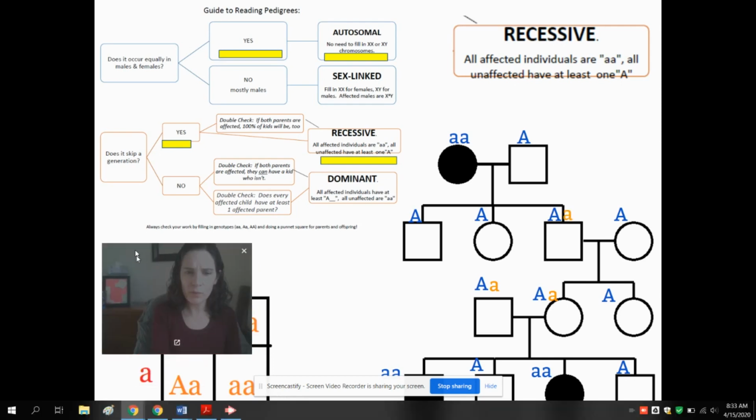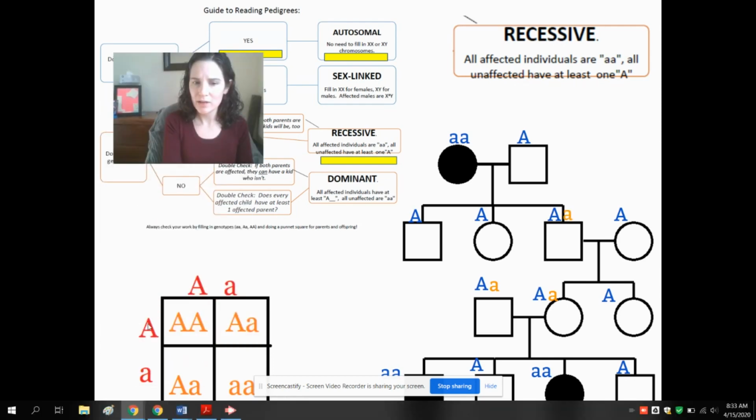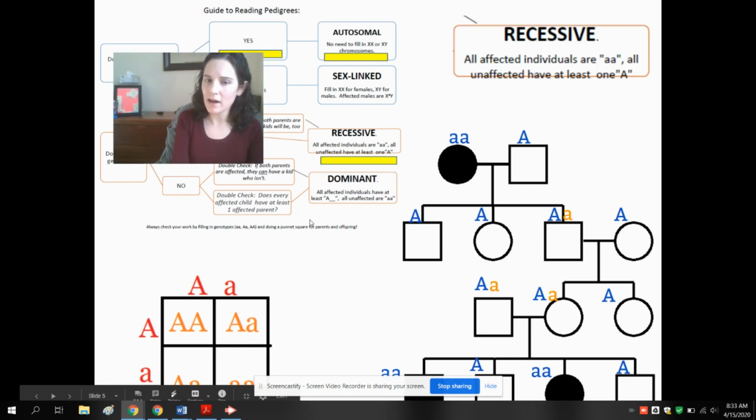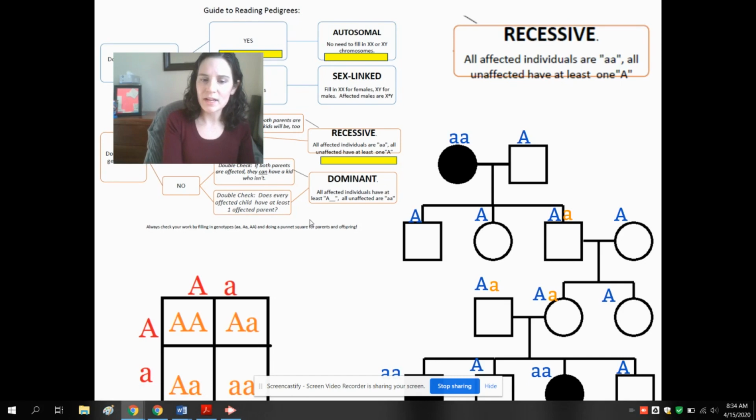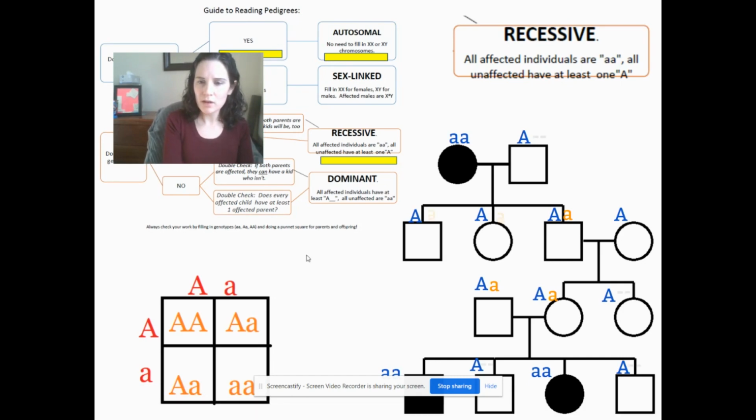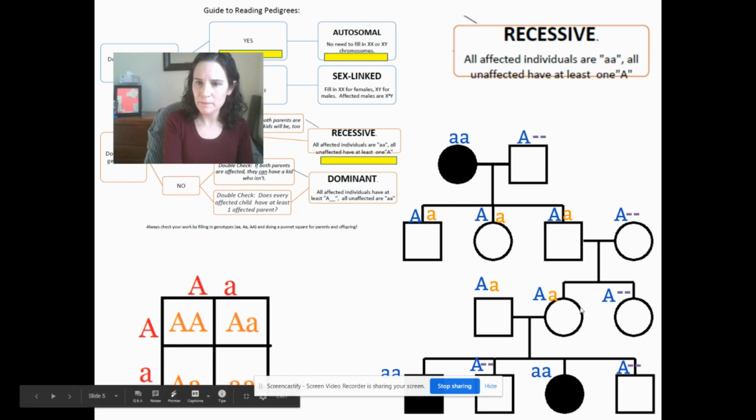I can double check my work by looking here at a Punnett square. Is that possible for 2 parents who don't have the trait to pass it along? Yes, it is. If they are both heterozygous, this last box here on the Punnett square is going to show you that they could have a child who is homozygous recessive, little a, little a. So from there, I'm going to track back and find the rest of them.